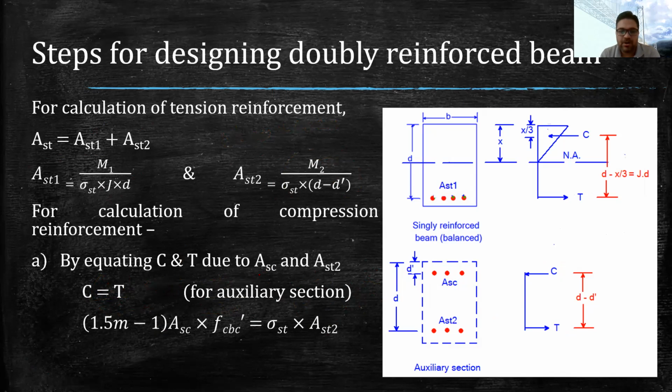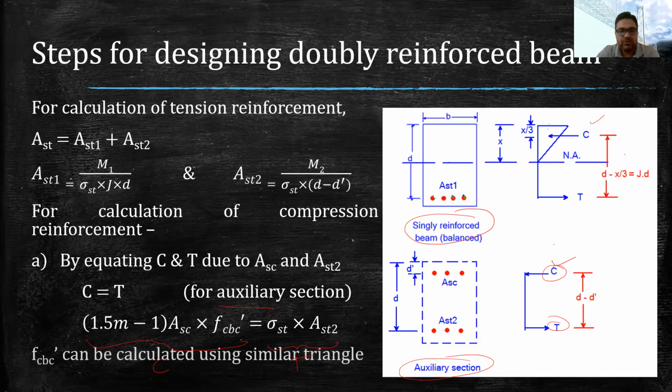Here we are talking about the auxiliary section. As you can see, C and T I'm using here also, and C and T I'm using here also, but this C and T is for the singly reinforced beam, and this C and T is for the auxiliary section. So here we are talking about the auxiliary section only. There you can see this part is the C and this part is the T. By equating this, we can find out the ASC.